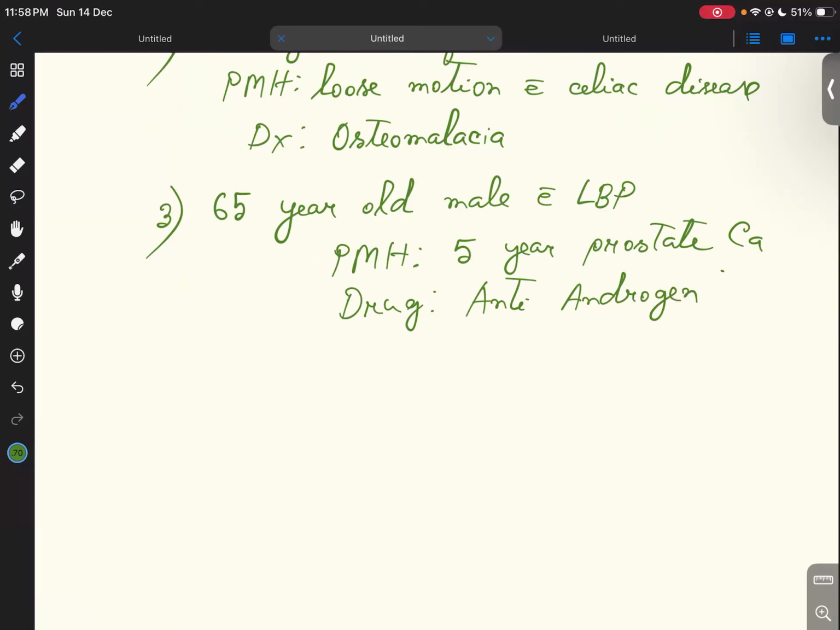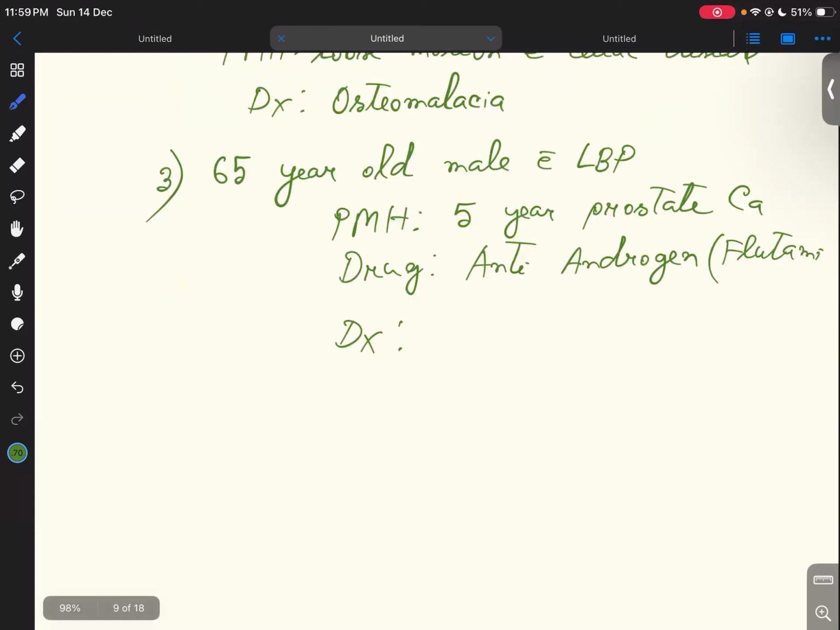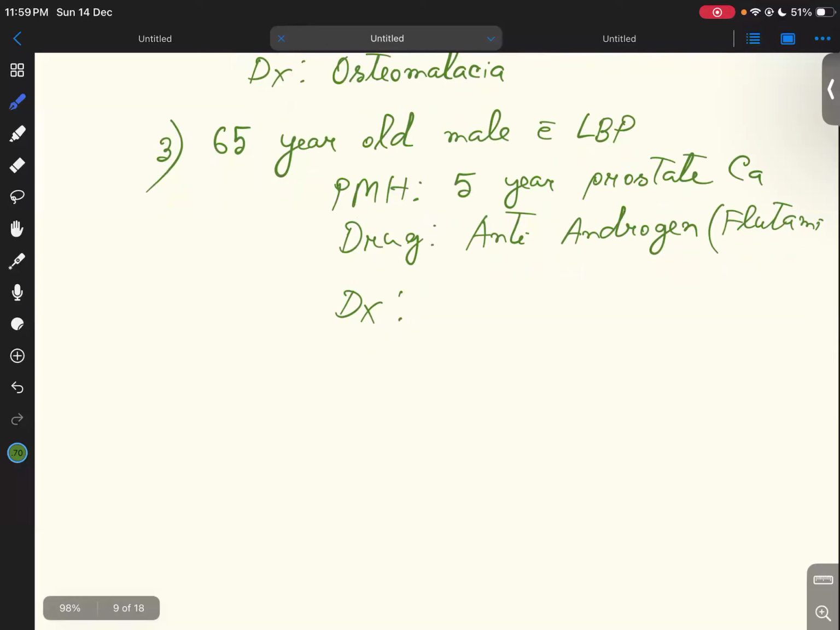Like flutamide or something like that. So what do you think? What is the diagnosis or differential diagnosis? Is the osteoporosis due to the drug? Yes, anti-androgen drug.